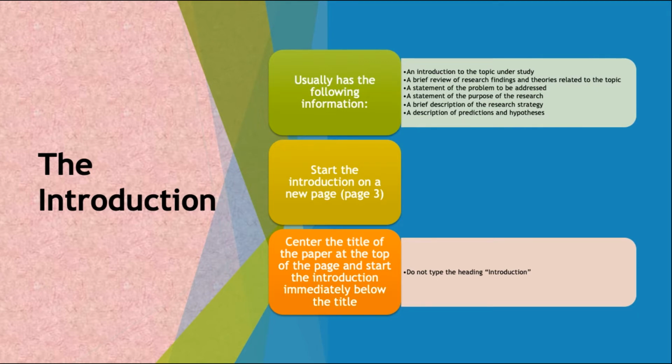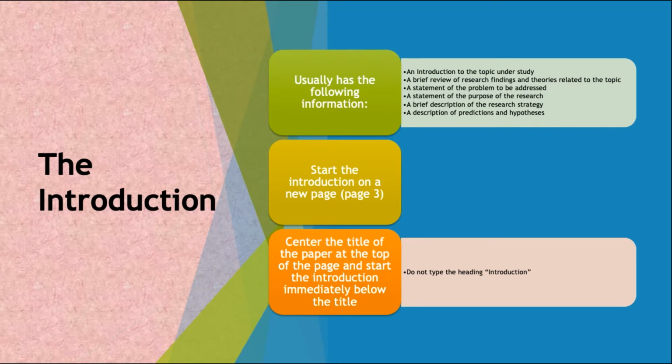Then after you give a very good background of the study, you come to the problem statement or research problem. Then the statement of the research purpose or the objective, then a brief description of the research strategy and a description of prediction and hypothesis. Usually the hypothesis, we develop it after we do the literature review. And as I told you, if your problem statement or issue is lack of knowledge in the theoretical background or empirical studies, then your introduction will be some sort of literature review, and you can develop your hypothesis.